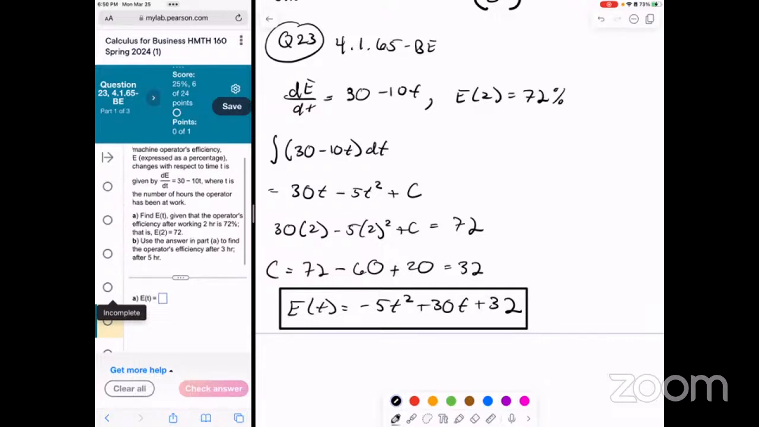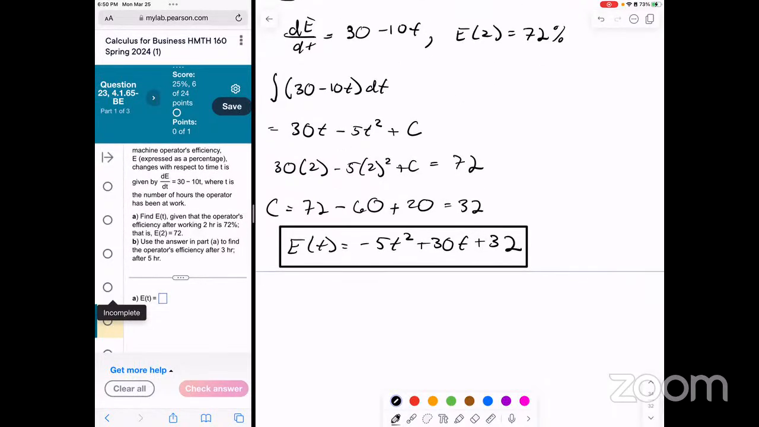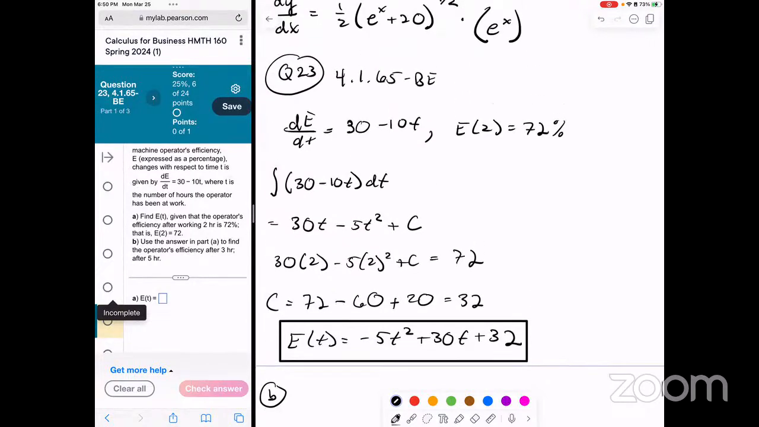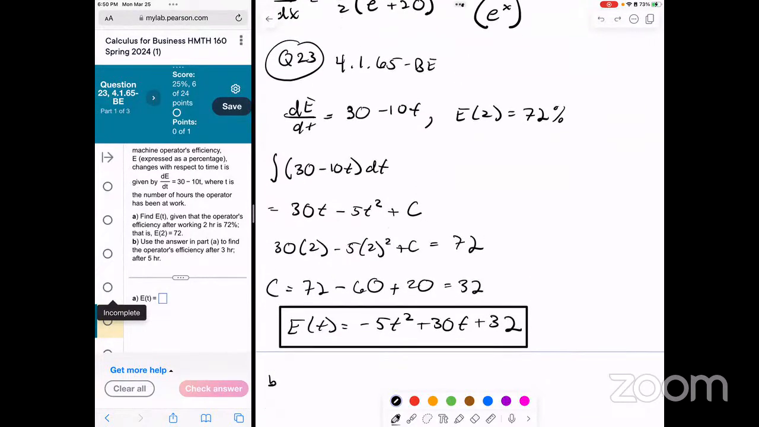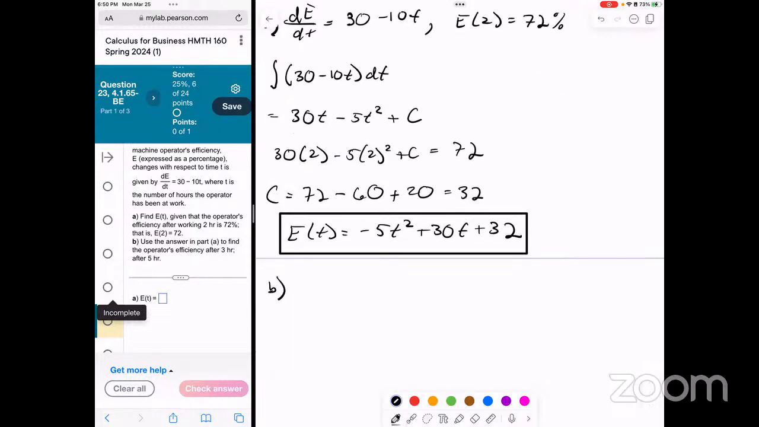So then part B, we want to calculate the efficiency after 3 hours and 5 hours, right? 9 times 5, that's negative 45 plus 90, so that's just 45 plus 32, 77% efficiency.